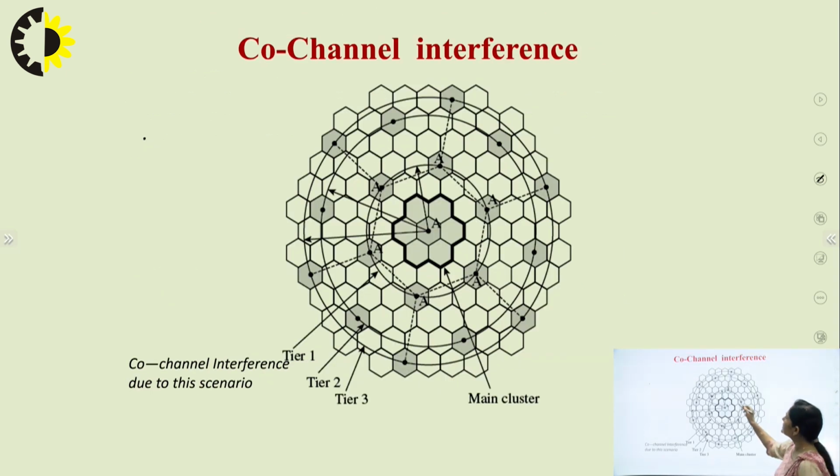Now as you can see in this diagram, for this particular cell A, the other co-channel cells are 1, 2, 3, 4, 5, 6. So this circular arrangement shows the co-channel cells. This is tier 1, which is nearest to this particular cell. Other cells that also use the co-channel frequency come under tier 2 and tier 3. But we will make the calculation on the basis of tier 1.